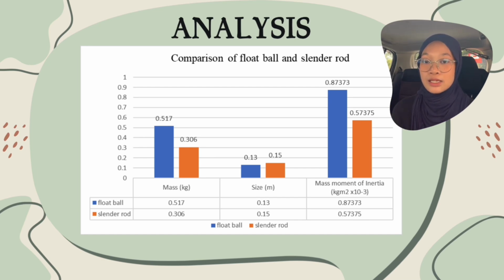The mass and size are given from the real life component size. The mass of the float ball was calculated to be bigger than the slender rod, as shown here, 0.517 for the float ball and 0.306 for the slender rod. Then, since the mass is bigger, the mass moment of inertia for the float ball is also bigger than the slender rod, as calculated. But the size of the float ball is smaller than the slender rod.